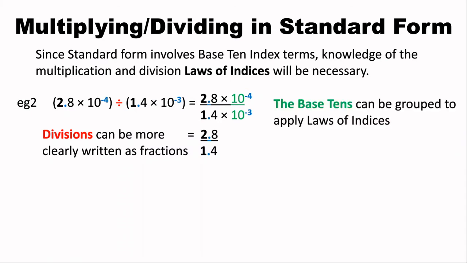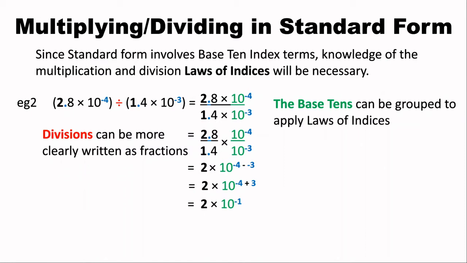For that, of course, I'll be using my laws of indices again. I've got the same bases, and when I'm dividing two terms with the same base, I can subtract their indices. But first, working out 2.8 divided by 1.4, that's simply 2. And I'm multiplying that by 10 to the power of negative 4 minus negative 3. Now, a double negative, you should know, means add. So that's going to be 2 times 10 to the power of negative 4 plus 3. And negative 4 plus 3 is negative 1.